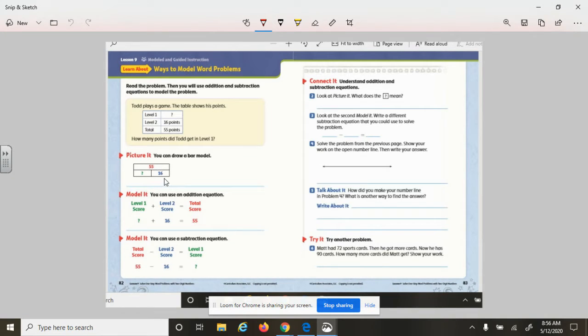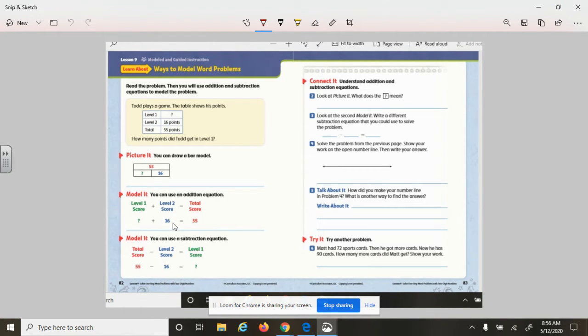And for our two add-ins or our two parts, we have a question mark for level one and then 16 for level two. So this is our missing information we're trying to solve for. When it's time for us to write our equation, we have two different choices. So first, we're going to look at the addition equation. We can say that level one is the first add-in plus 16 equals 55. We know that we cannot add 55 plus 16 because if we do, we're going to get a number larger than 55, and that answer won't make sense because 55 is the total. So 55 has got to be our sum.